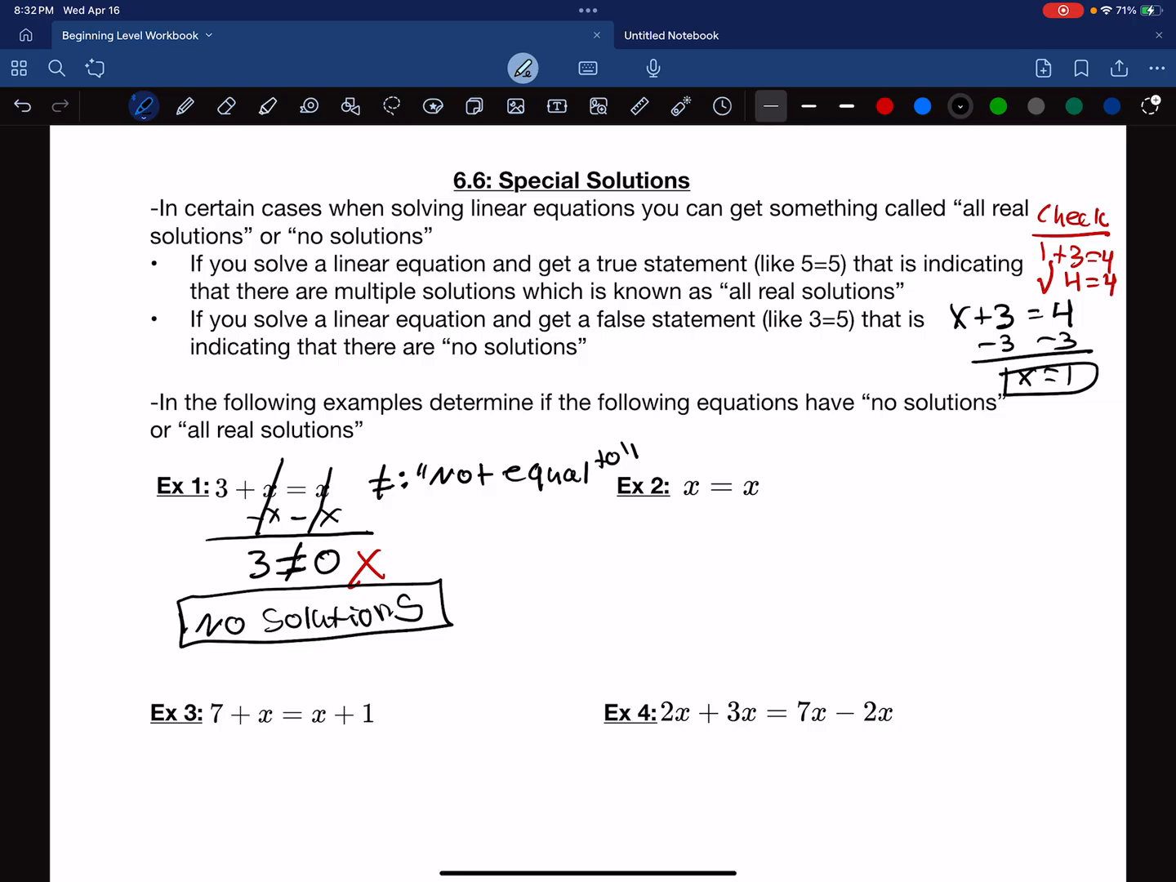Looking at example 2, because we just have x equals x, our first step is to subtract x on both sides. These x's cancel, these x's cancel, so we just get 0 equals 0. Now, is 0 equals 0 a true statement? It is. Therefore, because 0 equals 0 is a true statement, for this equation we get all real solutions.